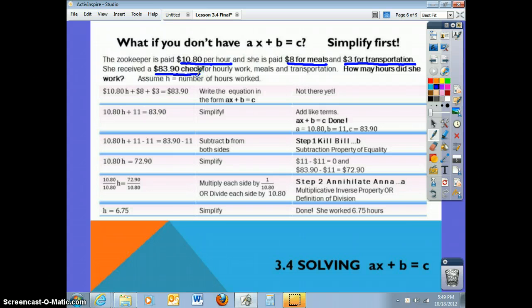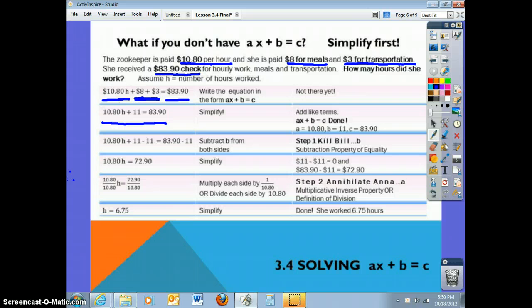So it said, okay, that included their meals, their hourly work, and their transportation, but how many hours did she work? Okay, so you have $10.80 per hour, plus the $8 for the meals, plus the $3 for the transportation, and the whole check was $83.90. That's not in the form of ax plus b equals c, so we've got to get it there. Well, you look at it and you can say, what can I do? I can combine these two like terms together, the 8 and the 3, and get to here.